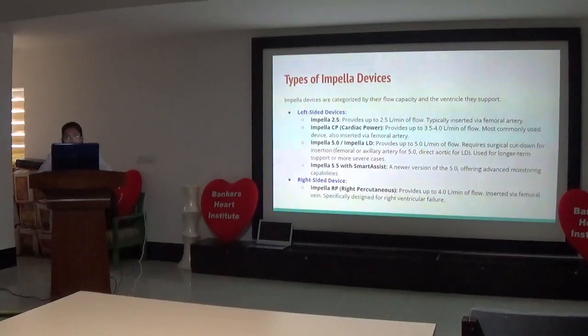The Impella 5.0 provides 5 liters per minute of flow. This requires surgical cut down because it is placed through the axillary artery. And another is 5.5 with SmartAssist, which has sensors in both the inlet and outlet. So that is an advance.